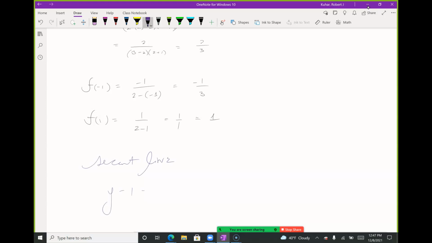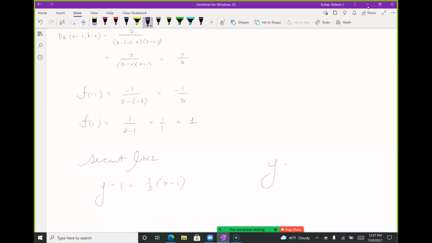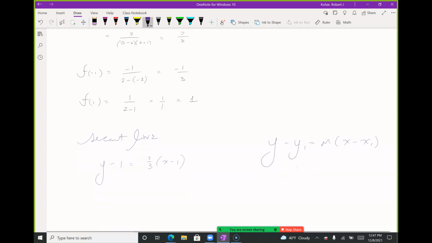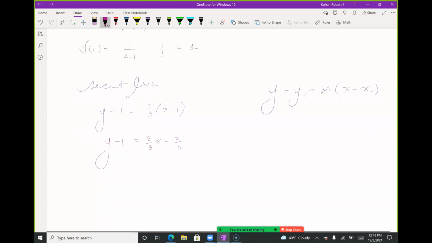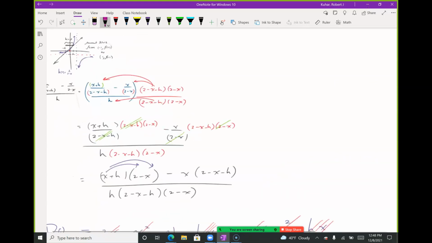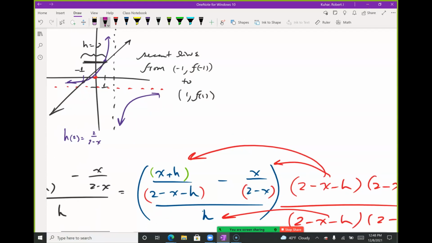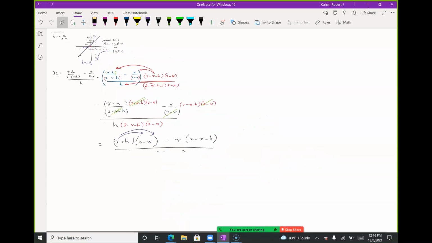So let me use that point for my secant line. I get y minus 1 equals 2/3 times (x minus 1). Right, I'm using y minus y sub 1 equals m times (x minus x sub 1). So I get y equals 2/3 x minus 2/3 plus 3/3, which is plus 1/3. Kind of looks possible. Definitely a positive slope, definitely a positive b value. So I'm thinking it's pretty spot on.